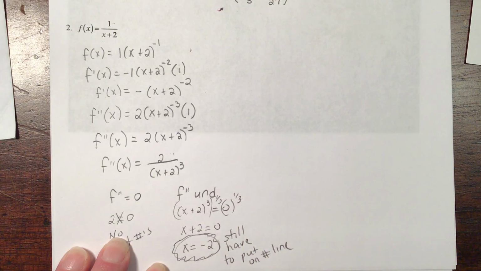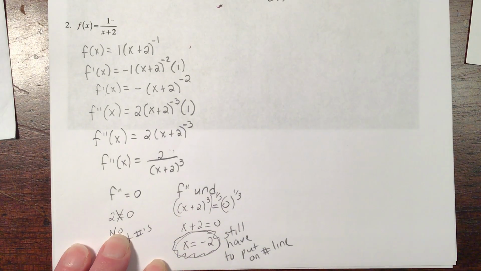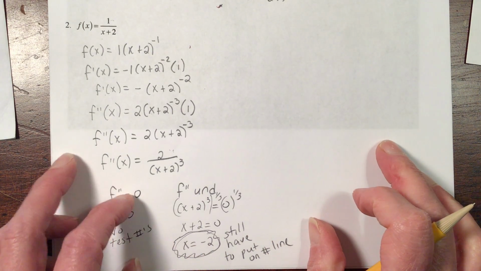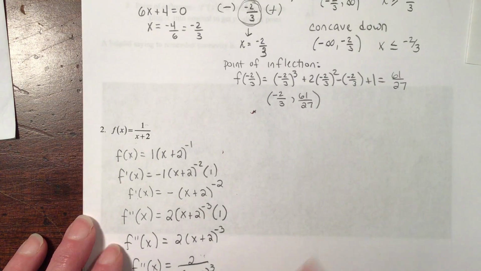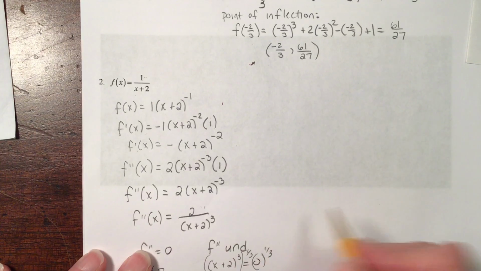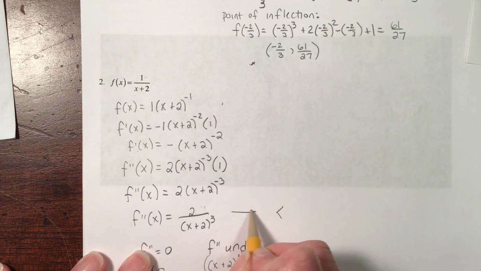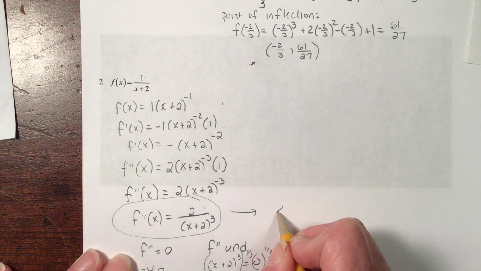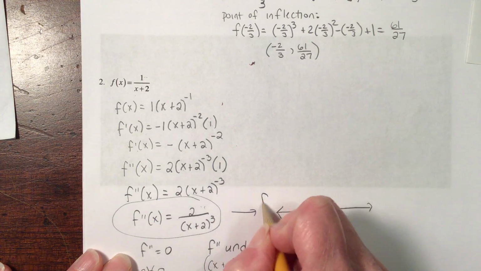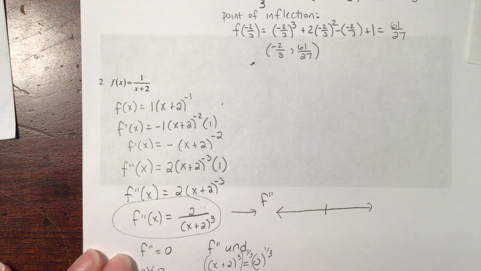Just can't be a point. Okay, we're still going to put it on our number line, and we're going to use this number to help us determine what's going on. I'm going to go back up. I'm going to make my number line for the second derivative. Notice, I pick the nice function here because it's easy to evaluate. Second derivative, -2. Pick a number less than -2.